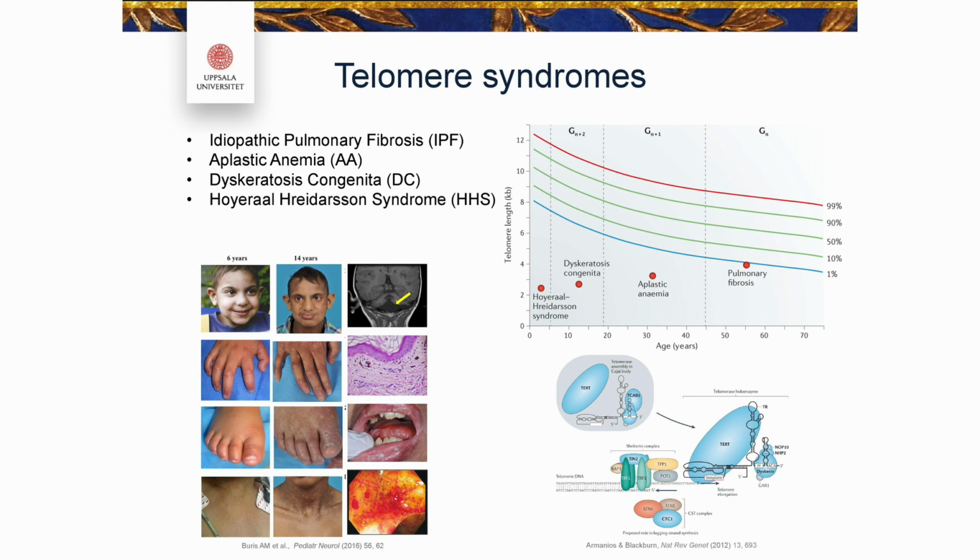Both DC and HHS patients are diagnosed with classic symptoms like nail dystrophy, abnormal skin pigmentation, oral leukoplakia, and severe bone marrow failure. As I said, these disorders result from telomere dysfunction. The onset and severity of the clinical symptoms of these disorders correlate with the telomere length. That means the shorter the telomeres are, the more severe and earlier the onset of the disease.